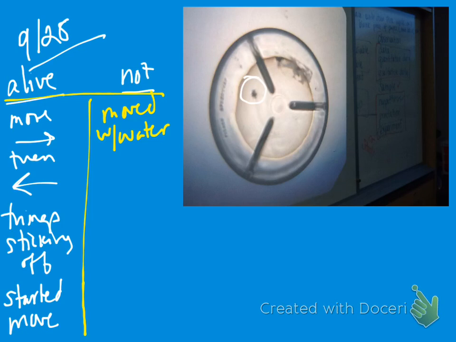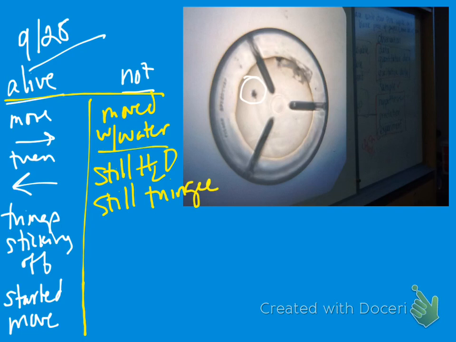That's an inference. What observations do you have that make you think it's not alive? It was, after the water settled, it was kind of still. Okay, so still water, still thing. We'll call it the thingy. Okay, what else we got? What other observations make you think this thing was not alive?